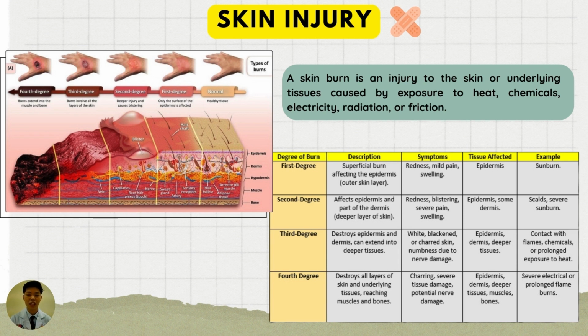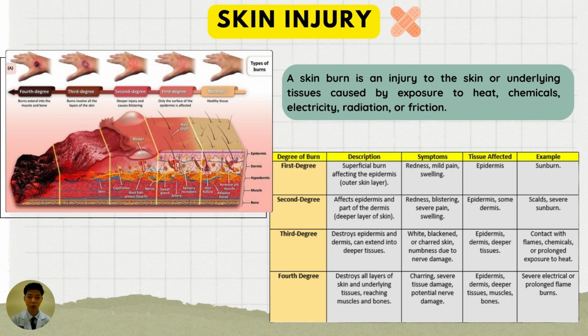And then for the third degree burn, it destroys the epidermis and dermis and can extend into deeper tissue. The symptoms such as you can see white, blackened or charred skin, numbness due to nerve damage. The tissue affected is the epidermis, dermis, and deeper tissue. It can be caused by contact with flame, chemical, or prolonged exposure to heat.